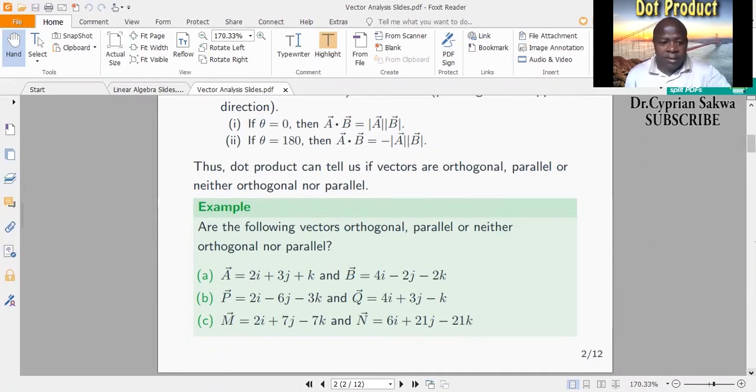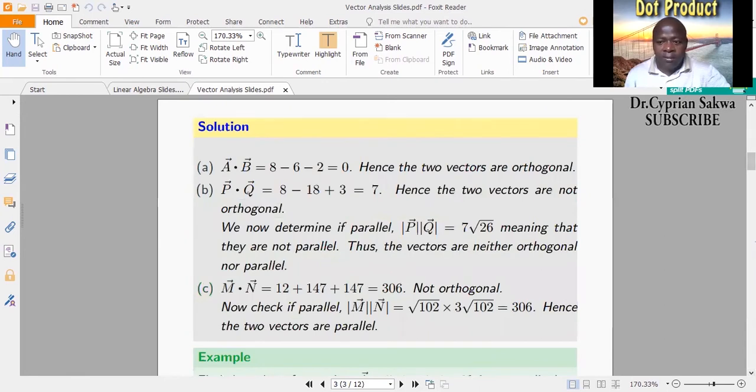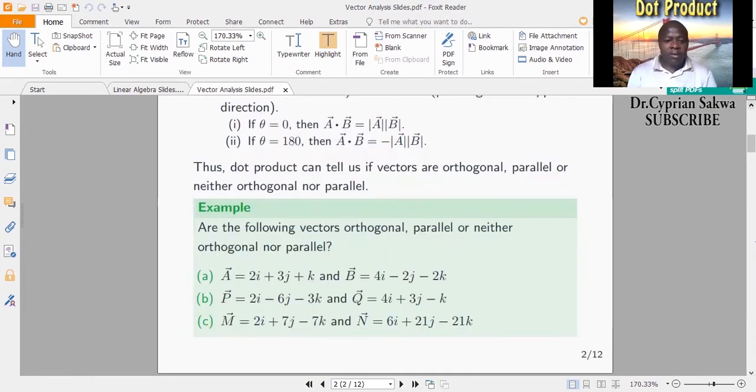Let's find the dot product of the first one. How do you find the dot product? Let me show you how we find it. For the dot product, we just multiply this times this, plus this, plus this one times this. I'll be showing you how to multiply i times i, what you get, in the next video. But today, just multiply the coefficients.